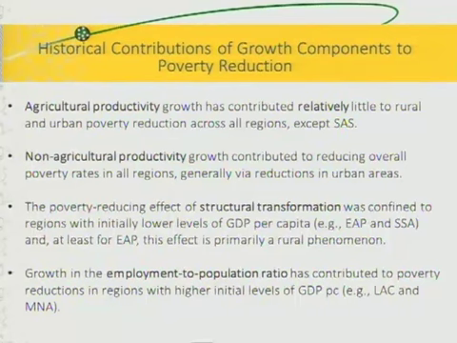We find that non-agricultural productivity growth has contributed significantly to reducing rural and urban poverty, especially via urban areas' reductions. We also find that, when you look at different regions, the poverty-reducing effect of structural transformation has been confined to the countries with lower levels of GDP per capita. This is consistent with the regression results as well.